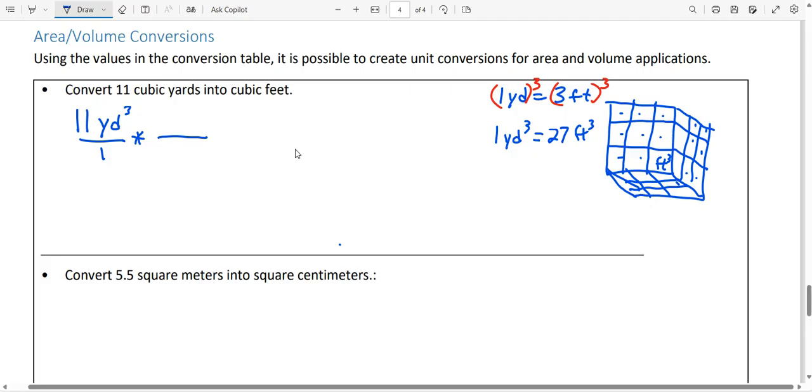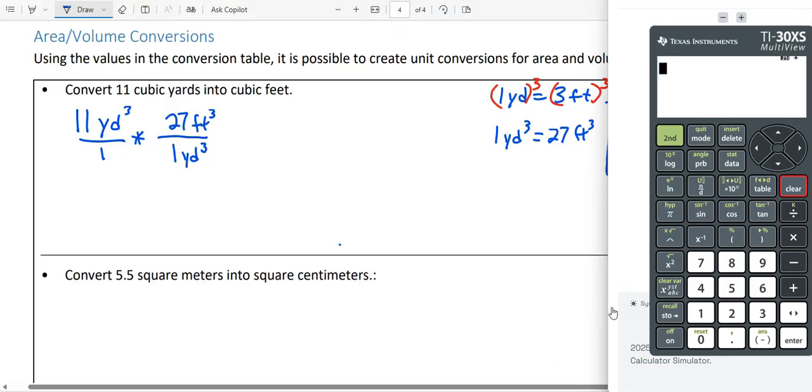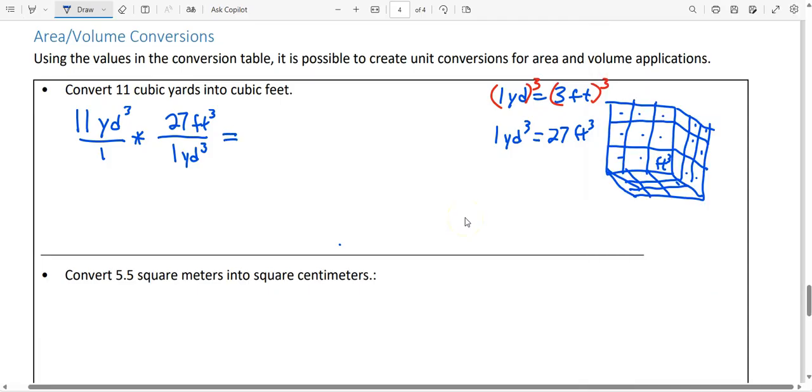With that, we can then have 1 cubic yard on the bottom and 27 cubic feet on the top. And now we're back to just a nice calculator. Let's see, 11 times 27, divide by 1. I guess I didn't need that, did I? 297. So our answer, converted out of cubic yards, is 297 cubic feet.